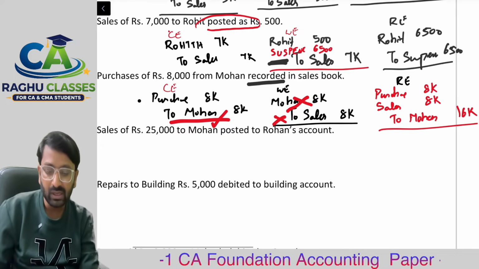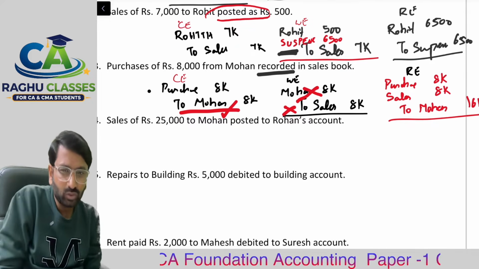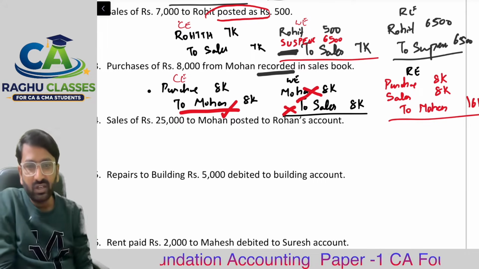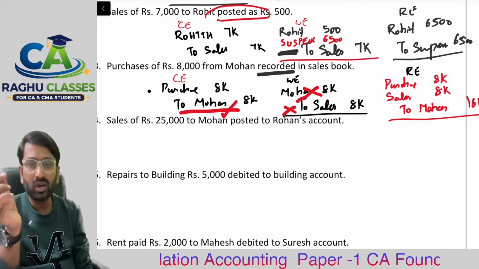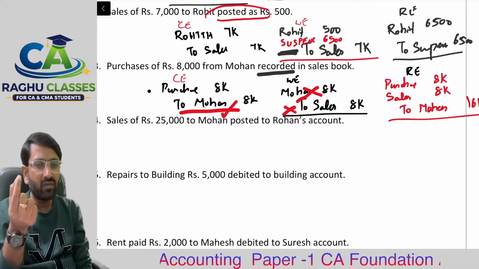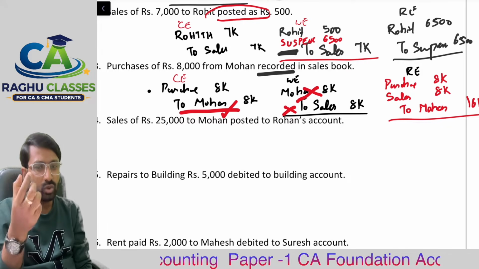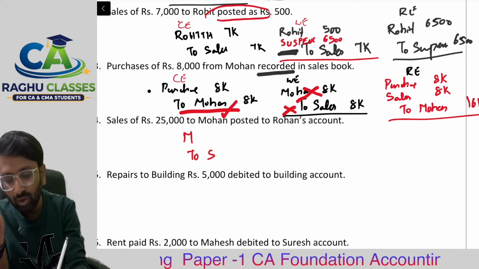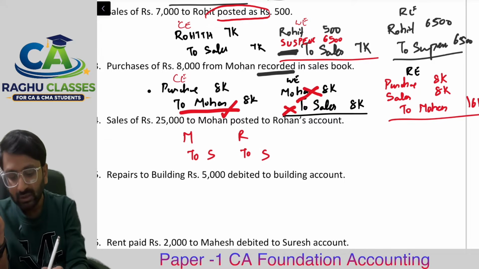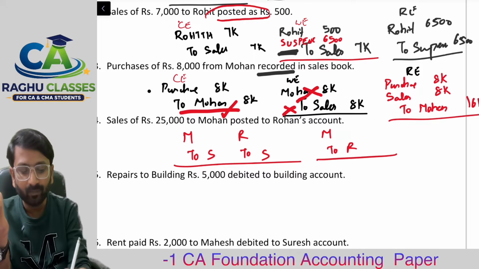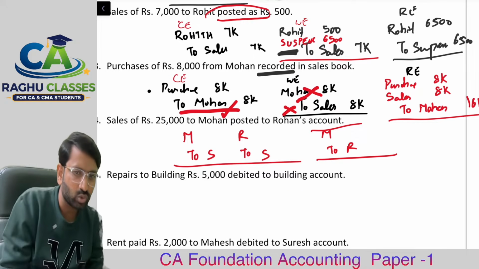Next one, sales of 25,000 to Mohan posted to Rohan account. Can we say the correct entry should be Mohan account debit to sales? But instead of that, it was posted to Rohan account. So can we say instead of Mohan to sales, we have done Rohan to sales. So the rectification will be Mohan account debit to Rohan. Simple one. I'm not writing the entire story.